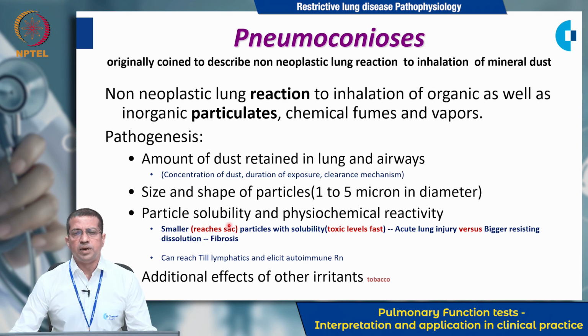Then comes the solubility. If the dust solubility is quite high, that means if it is very soluble, it will immediately cause toxicity and acute lung injury. If it is less soluble, it remains there and causes chronic inflammation and finally ends up in fibrosing lung disease. Also, the mineral dust can combine with certain other irritants, like the same person might be inhaling tobacco smoke, and that will also add up and hasten the process of fibrosing lung disease.